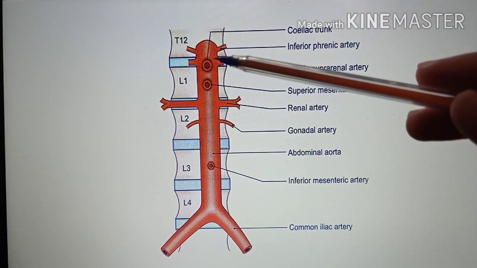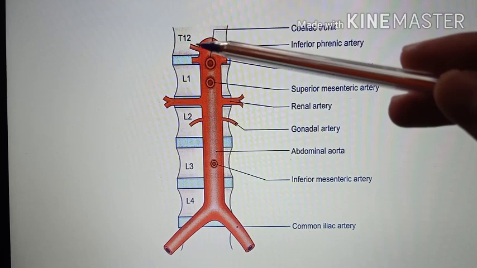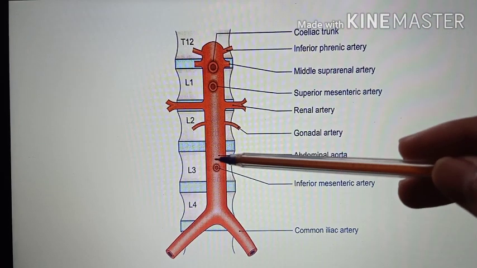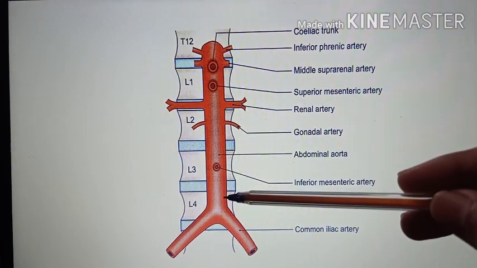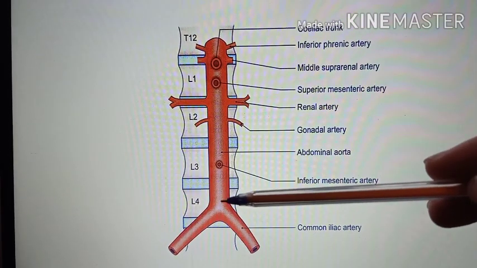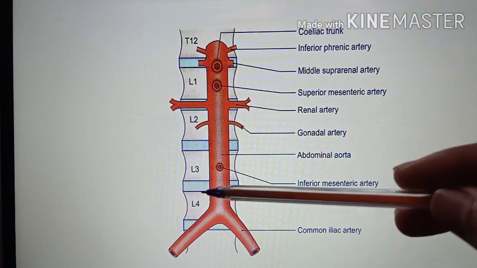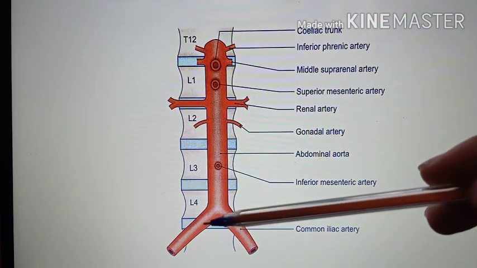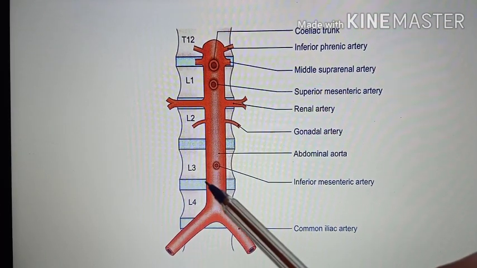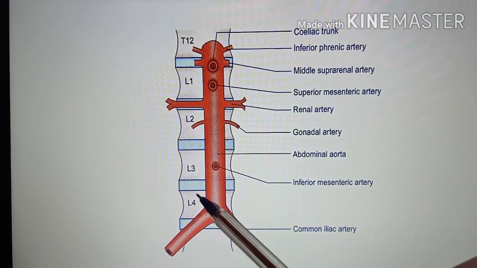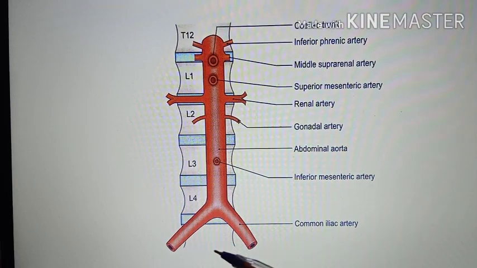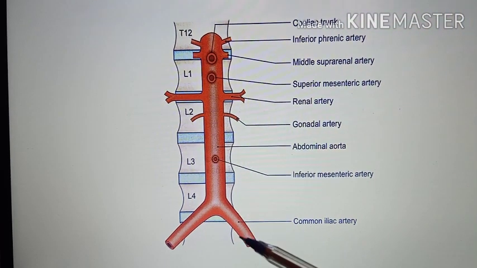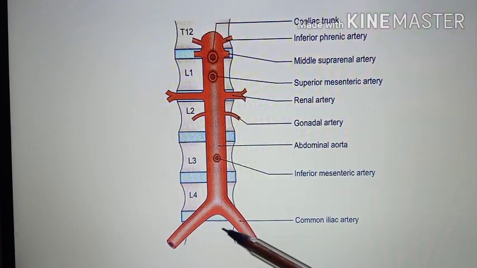Then you can see that as it goes downwards, first it is present in the midline, then it runs slightly towards the left. Then it ends in front of the L4 vertebra, about 1.25 centimeters to the left of the median plane. Then it divides into the right as well as left common iliac arteries.